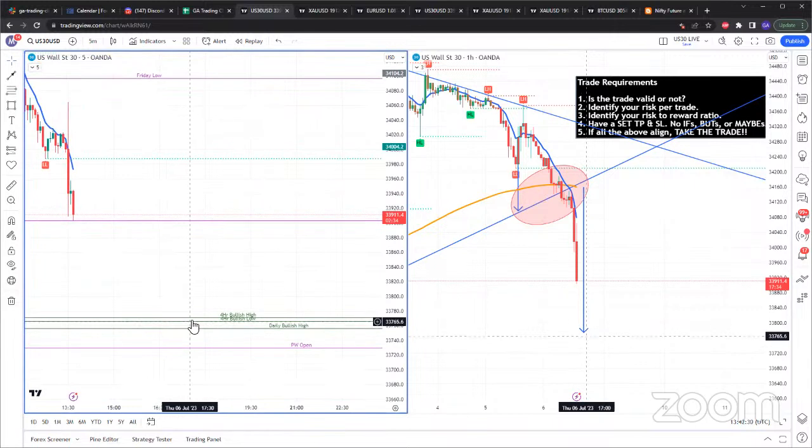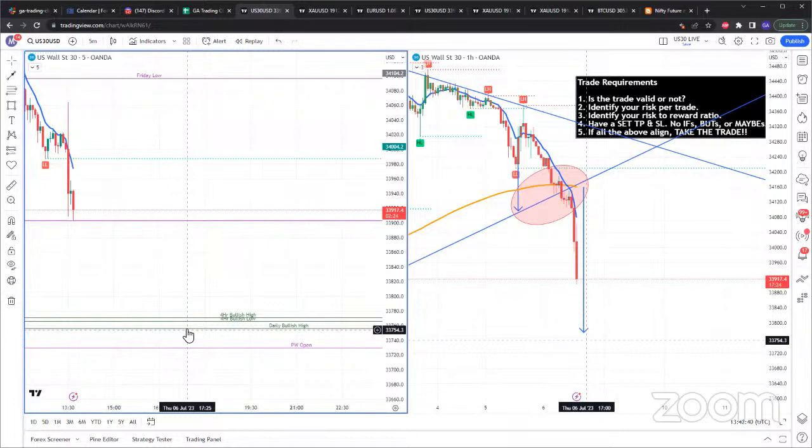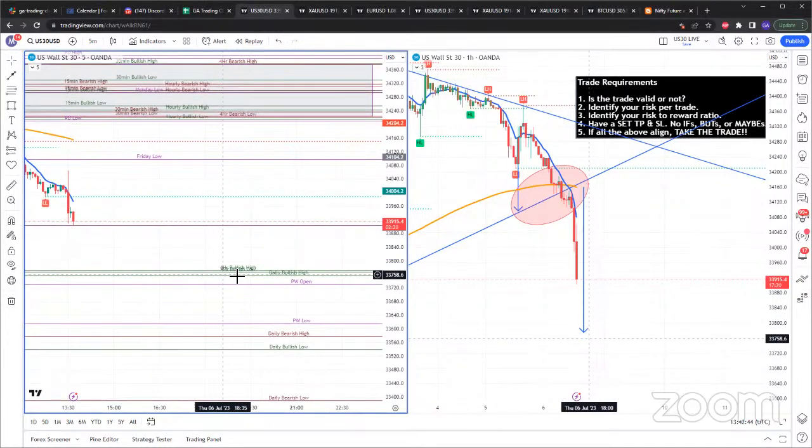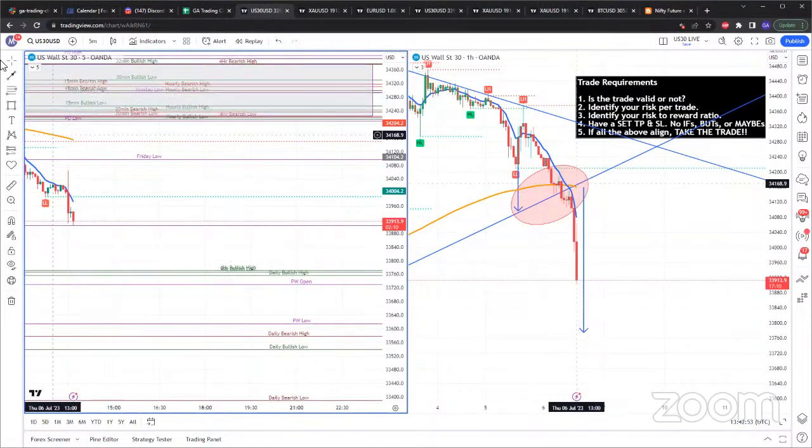What do you see down here? You see a 4-hour bullish high and 4-hour bullish low and a daily bullish high. And keep in mind, we rarely encounter daily order blocks, daily bullish or bearish order blocks, right? So what this is telling you is that we have a bunch of buyers. We definitely have buyers sitting here, and we have institutions that at this point price is likely to reject from.